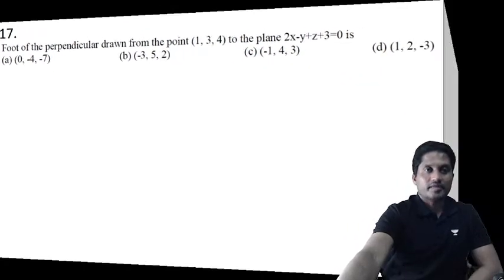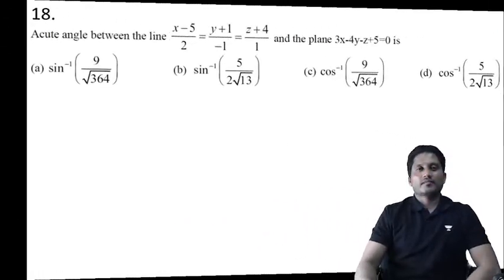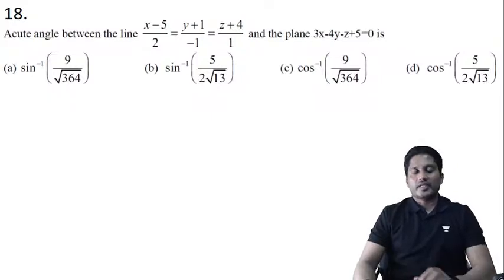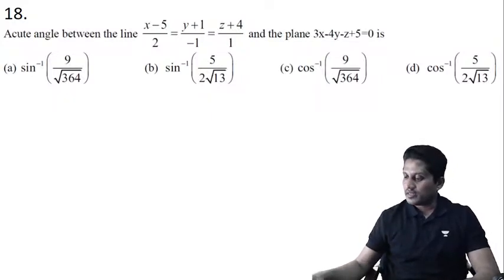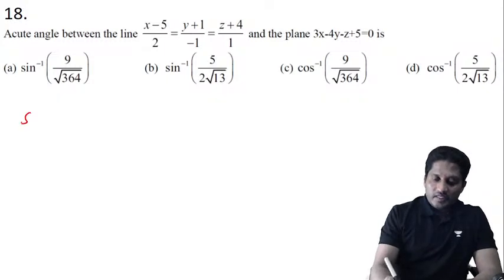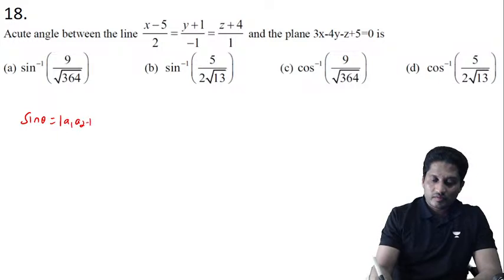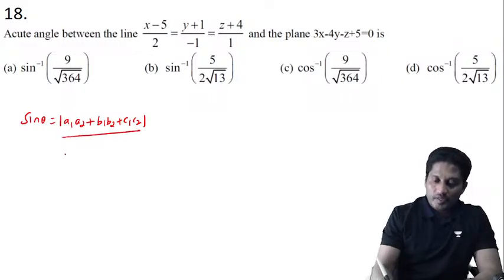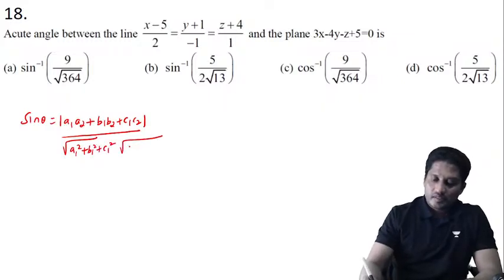Right, let's move to the next question. Question number 18. Acute angle between the line and the plane. The angle between line and the plane: sine theta is equal to modulus of a1 into a2 plus b1 into b2 plus c1 into c2, by root of a1 square plus b1 square plus c1 square, into root of a2 square plus b2 square plus c2 square.